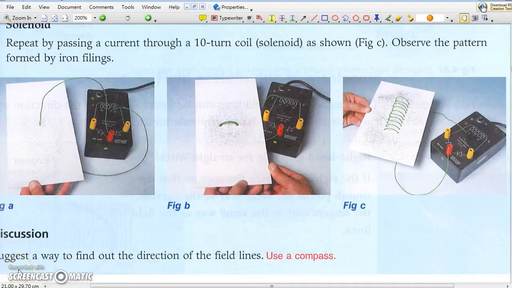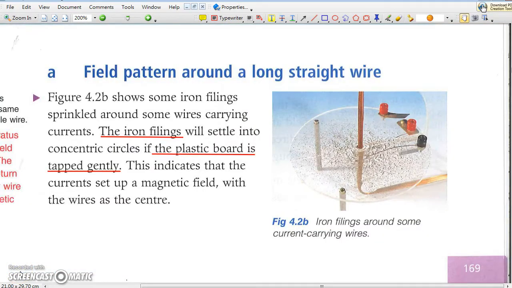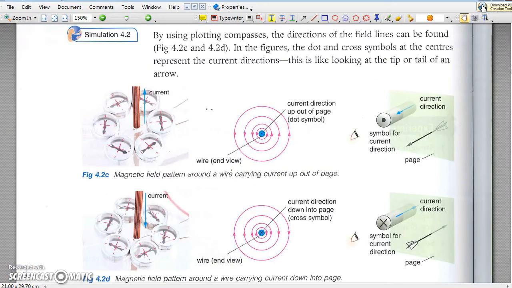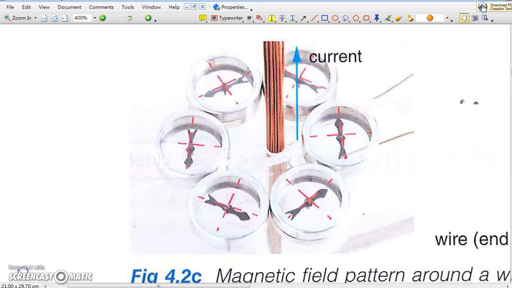In all these experiments, we show different magnetic field patterns by sprinkling iron filings around the current-carrying wire and then tap the board gently. A. Field pattern around a long, straight wire. It shows a circular magnetic field pattern with the wire as center. The direction of magnetic field is given by the direction shown by compasses around the wire.